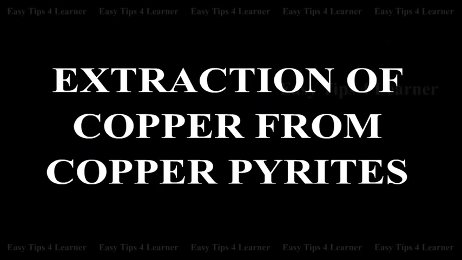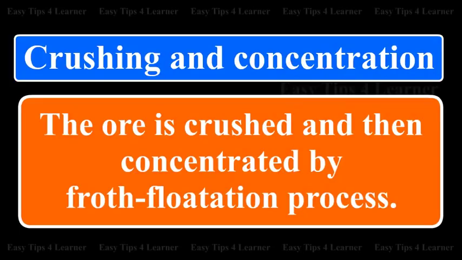Extraction of copper from copper pyrites. Extraction of copper from copper pyrites involves the following steps. Crushing and concentration. The ore is crushed and then concentrated by froth flotation process.